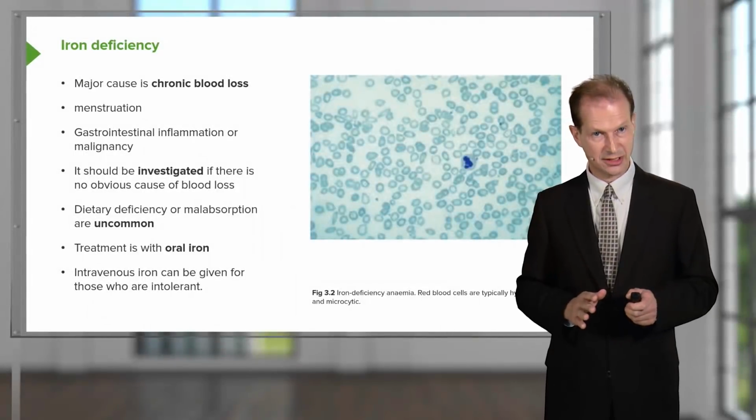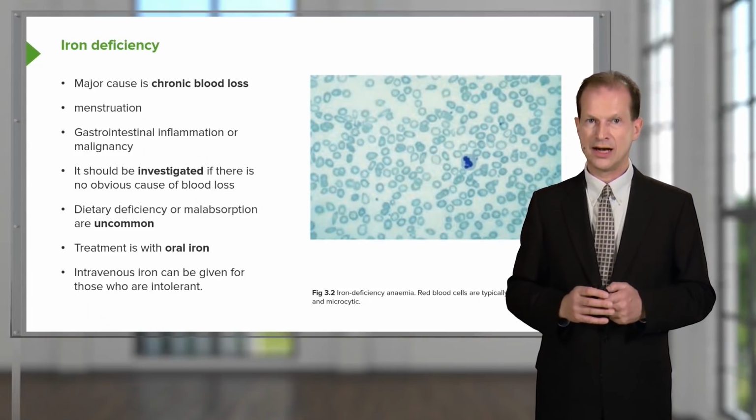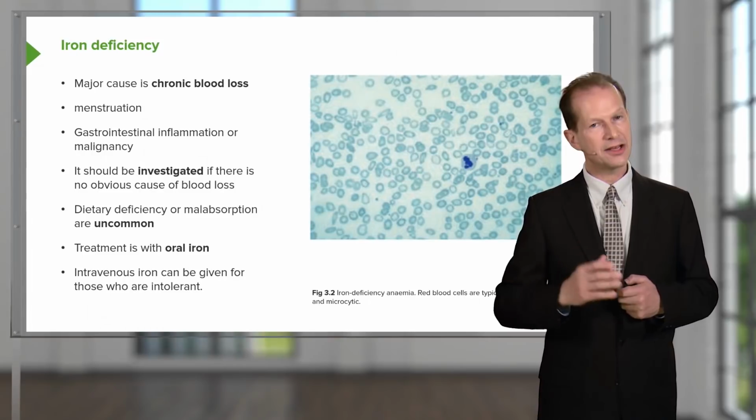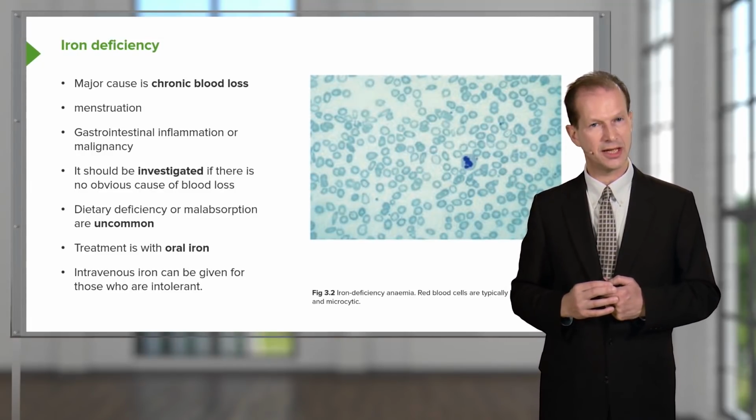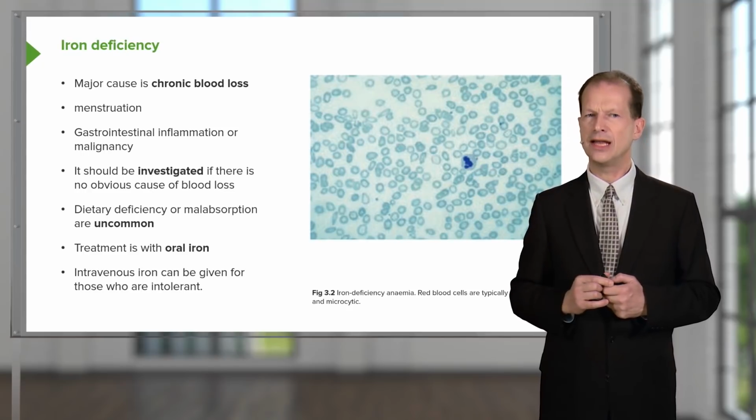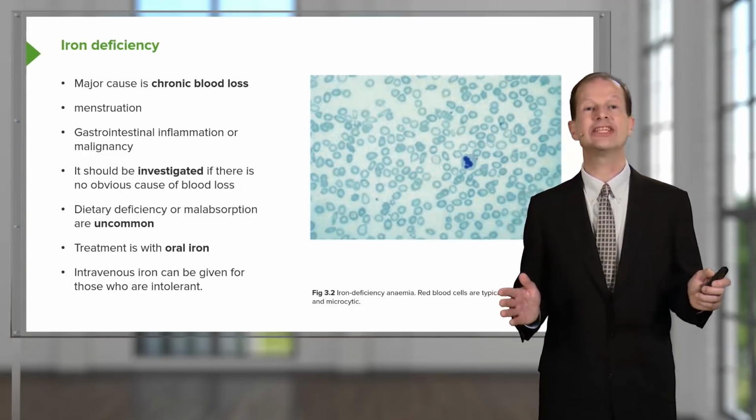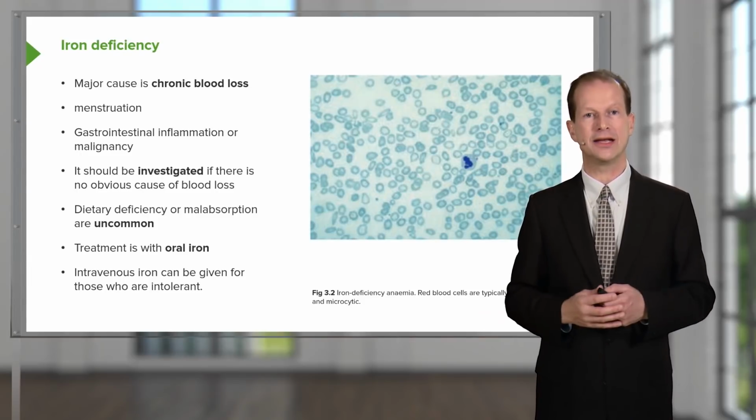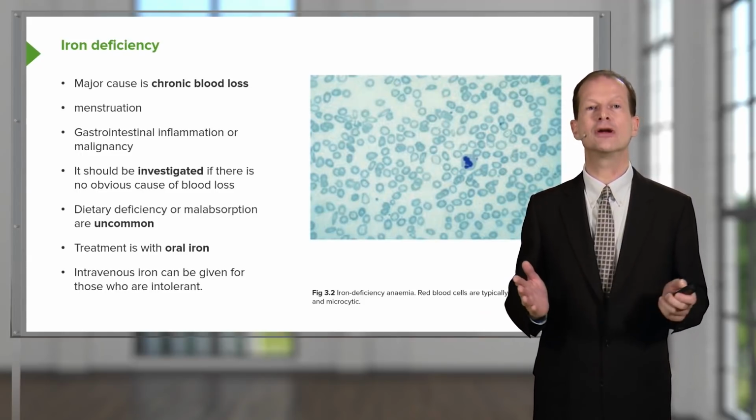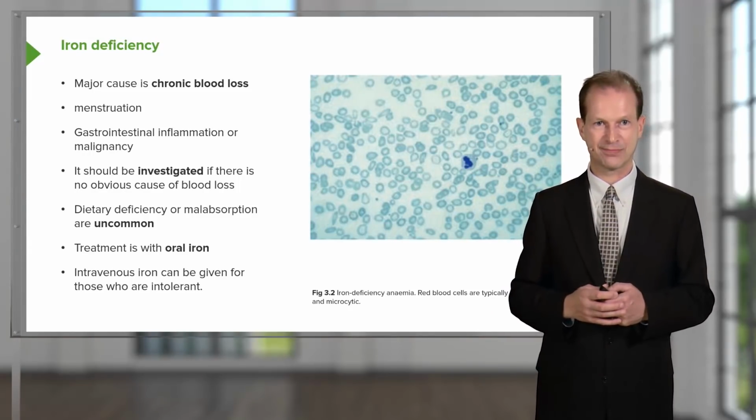Dietary deficiency of iron is actually quite uncommon. And malabsorption can occur, and of course celiac disease is an important consideration there, but they're relatively less common than actually chronic blood loss. The treatment of iron deficiency is usually relatively easy, and it's with oral iron salts, which have been around for over 100 years. They're one of the cheapest tablets you can possibly buy.